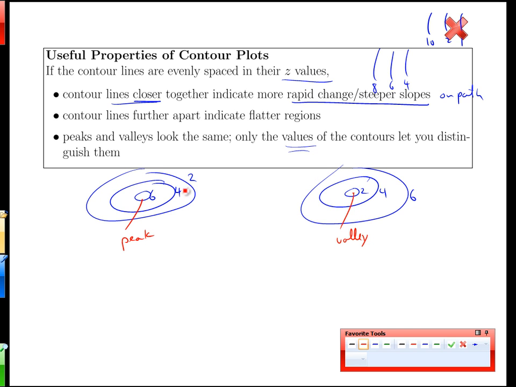So without seeing the labels, we can't really tell much about the shape of the surface, but with the labels, we can tell quite a bit about how quickly the surface is coming out towards us or into the page, as in this case. And it's surprisingly informative. We can do a pretty good visualization in our minds of what the surface looks like based only on a contour diagram.